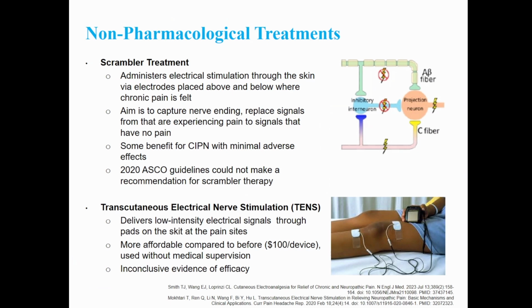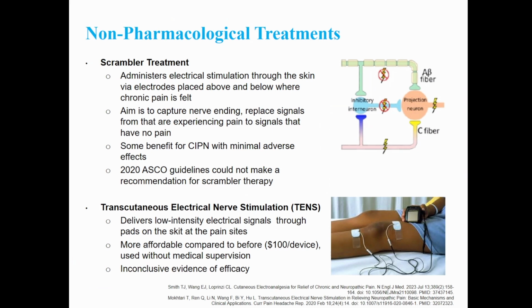The other treatment to be aware of is called TENS, or transcutaneous electrical nerve stimulation, which actually some physical therapists will do, or you might see PM&R doctors doing it, but it delivers low intensity electrical signals through pads on the skin at different pain sites. It's more affordable than it used to be, and you don't necessarily need medical supervision for it.